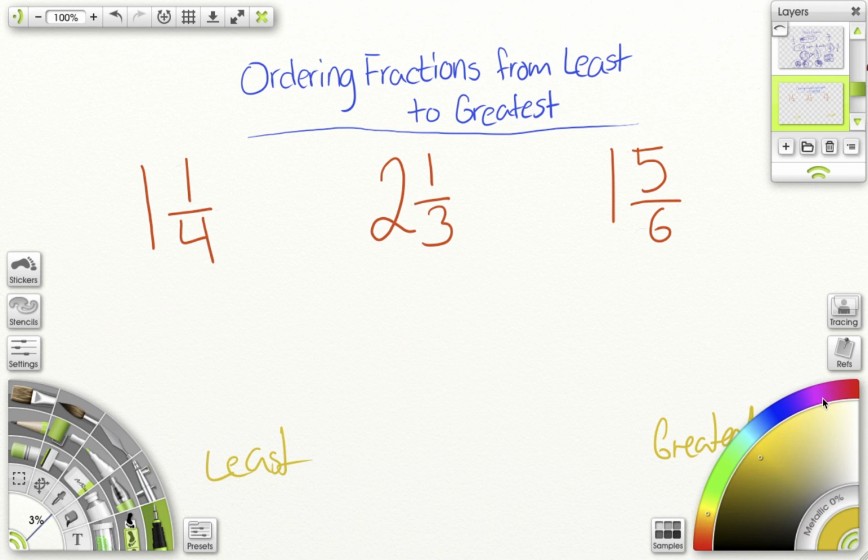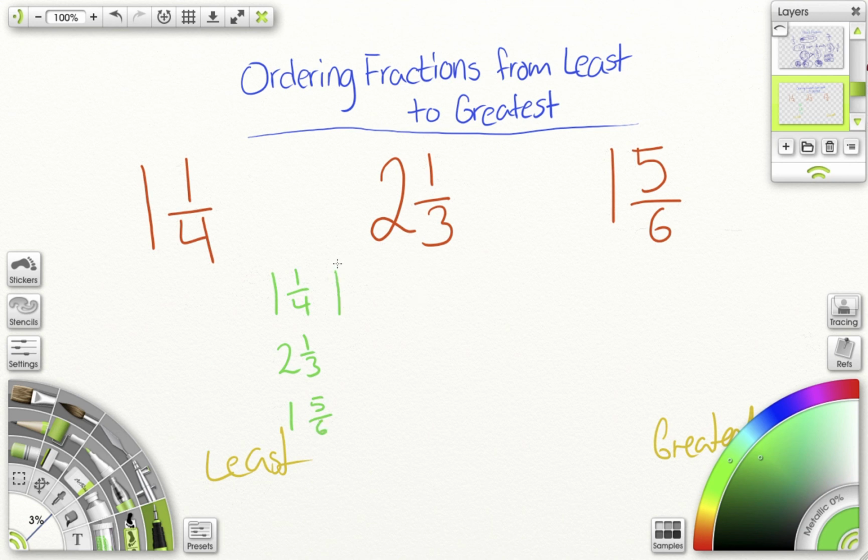How do I figure out which one is which? I can draw my strips again. However, this time I'm dealing with mixed numbers. So it means they all have a whole number plus a fraction left over. So this is going to be a little bit easier to see. So how I'm going to do this is I'm going to stack them again. So I have 1 1/4, 2 1/3, and 1 5/6.